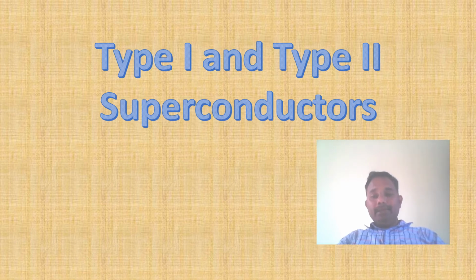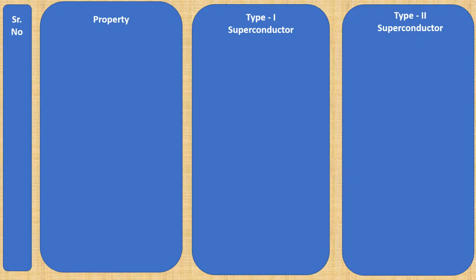Basically, depending on the Meissner effect, we get two different types of superconductors, that are type 1 and type 2 superconductors. Today we'll see these two types, classified depending on their behavior, and we'll see the difference between these superconductors depending on their properties.